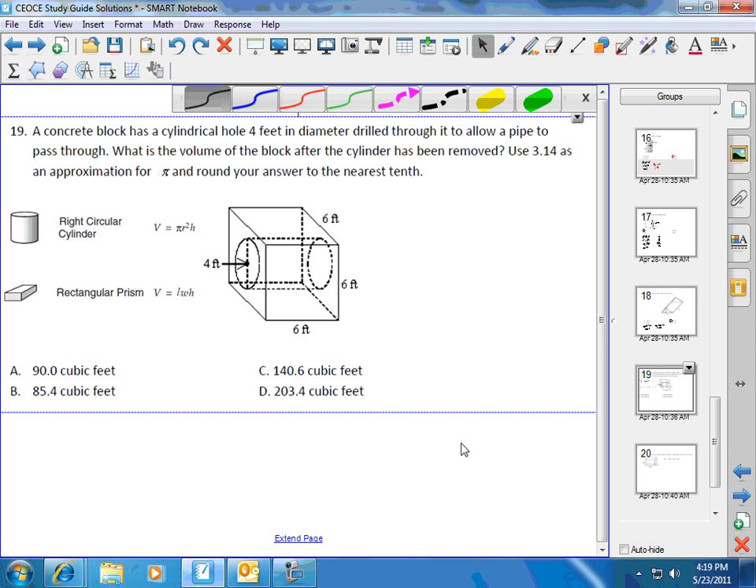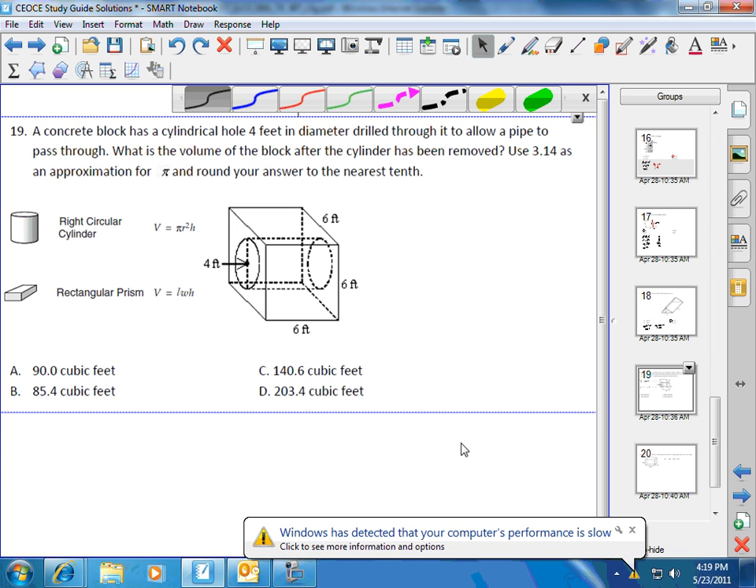Okay, now we're looking at number 19 on the study guide. We're almost finished with the whole study guide, 20 problems. Number 19: a concrete block has a cylindrical hole 4 feet in diameter drilled through it to allow a pipe to pass through. What is the volume of the block after the cylinder has been removed? Volume is capacity. Use 3.14 as an approximation for pi and round your answer to the nearest tenth.